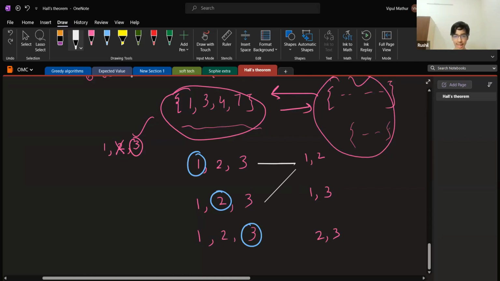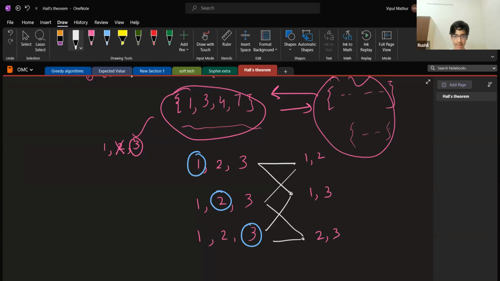Similarly, one, three is connected to this one and this one, but not this one because I can't delete two, unless I mess something up. Yeah, I got it. And similarly, two, three is connected to this one and this one. So this is sort of our thing. And basically what I'm going to do now is make a perfect matching in this. So this is connected to this, this is connected to this, and this is connected to this.